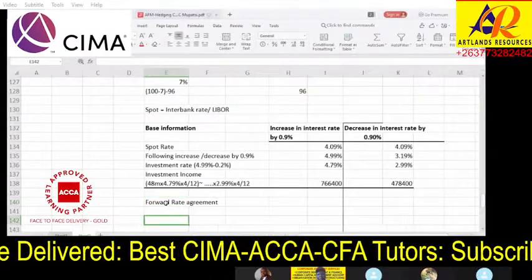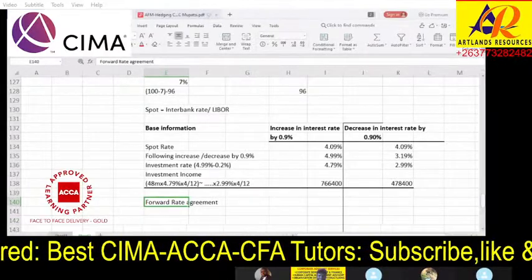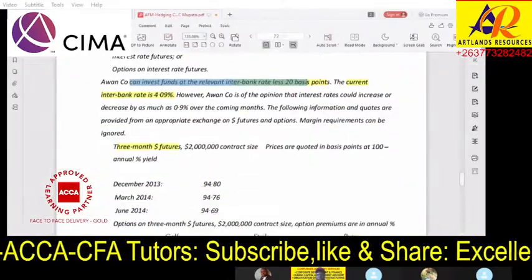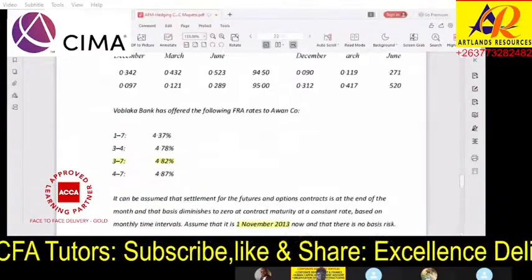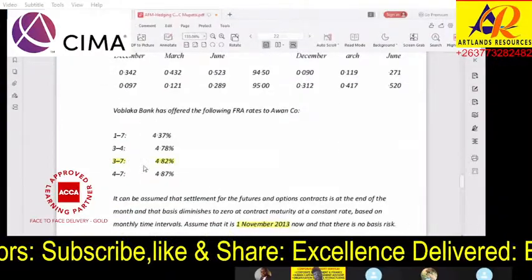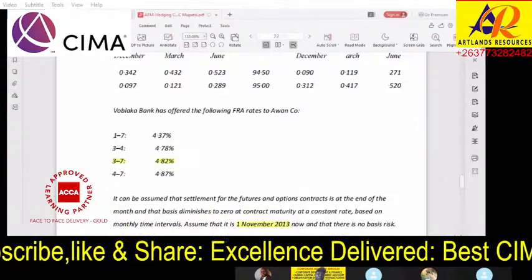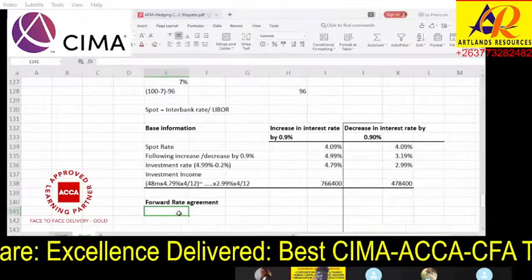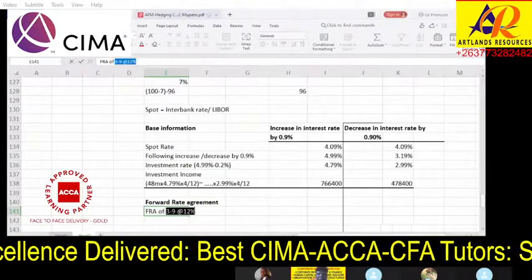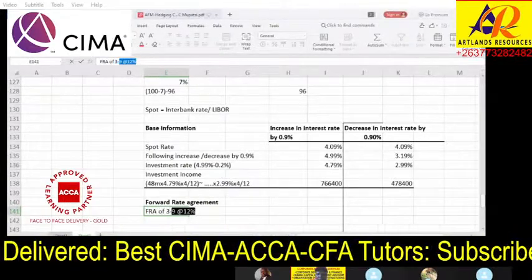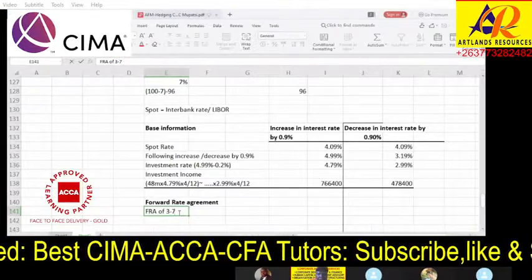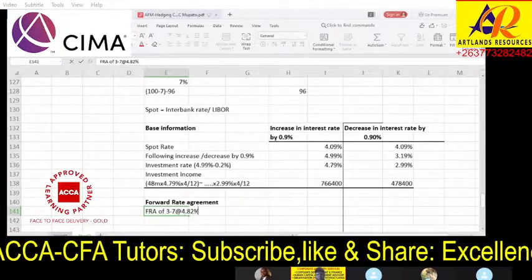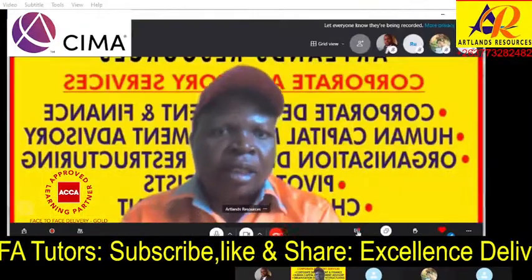Right. So if you hedge using forward rate agreements, the appropriate FRA to take here, the appropriate forward we identified, is 3 to 7 at 4.82%. So a 3 to 7 FRA at 4.82%. Is someone asking a question? Can I take it that way?